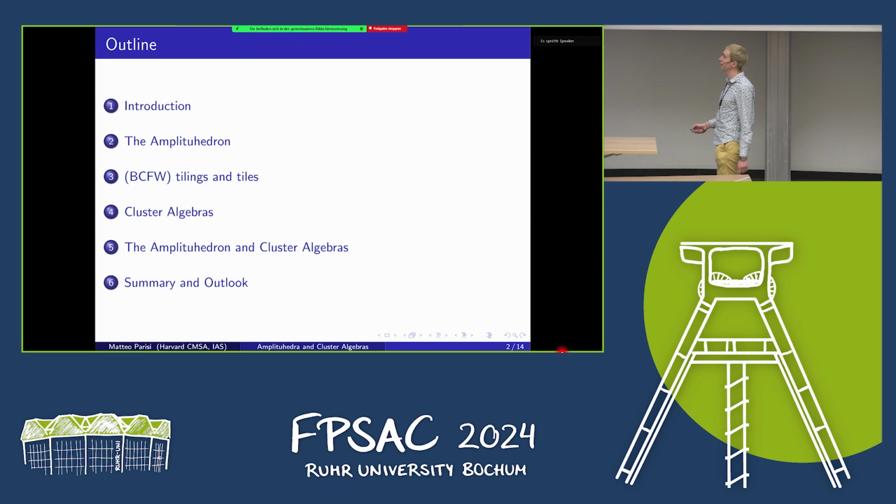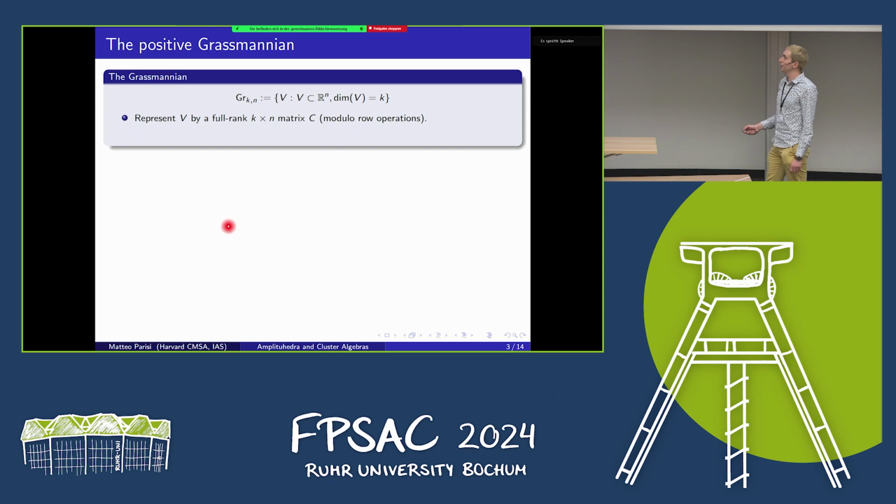I will start with defining what the amplituhedron is, which is the first character of the story. Then I will explain how we want to tile the amplituhedron and understand tilings. Then I will introduce the cluster algebra for the Grassmannian and understand how the amplituhedron and cluster algebras are connected with each other. Let me introduce the Grassmannian, which is the object, and the positive Grassmannian, which is the object in the background. So let me fix the notation.